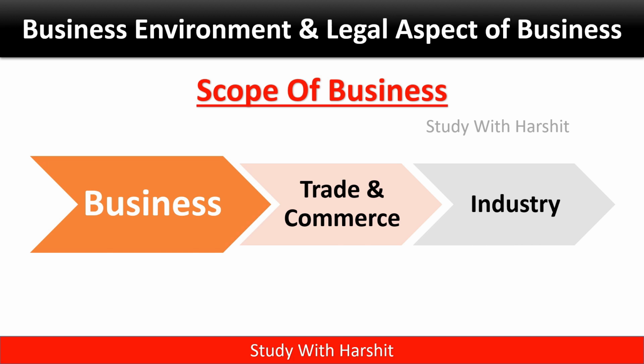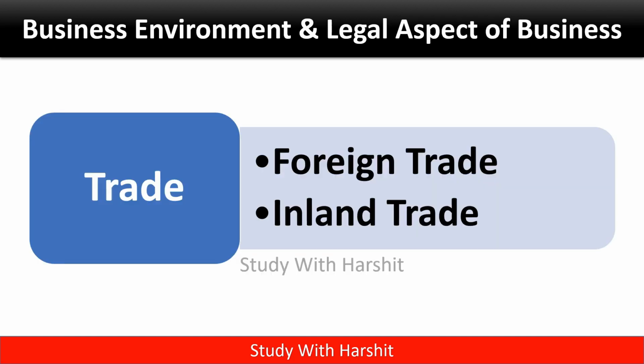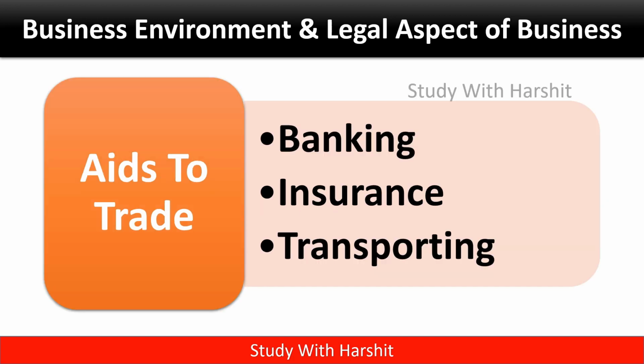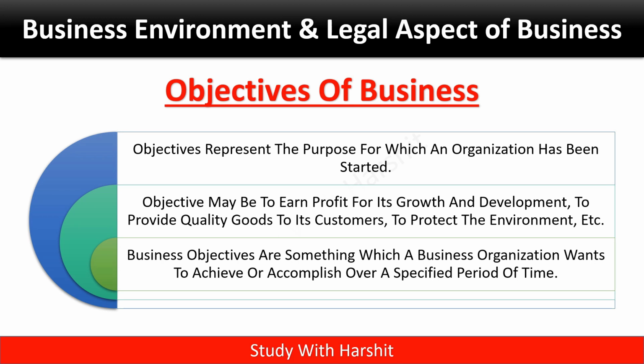Scope of business. Business, trade and commerce, industry. Trade and commerce has two parts: trade and aids to trade. Trade: foreign trade and inland trade. Foreign trade is import and export of products. Aids to trade is banking, insurance, transportation. Industry: construction, service, assembly, manufacturing.